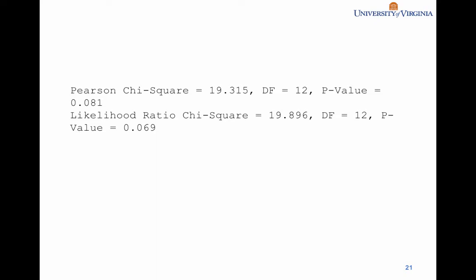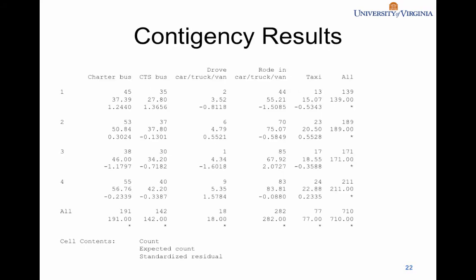It appears as though between these 2 different ways of calculating chi-square, the Pearson chi-square and the likelihood ratio chi-square, the results are pretty close to this 0.05 value. It looks like there might be some slight differences in the ways that different years of students get to Foxfield. And to figure that out in a little more depth, we'll look at this larger table of contingency results.